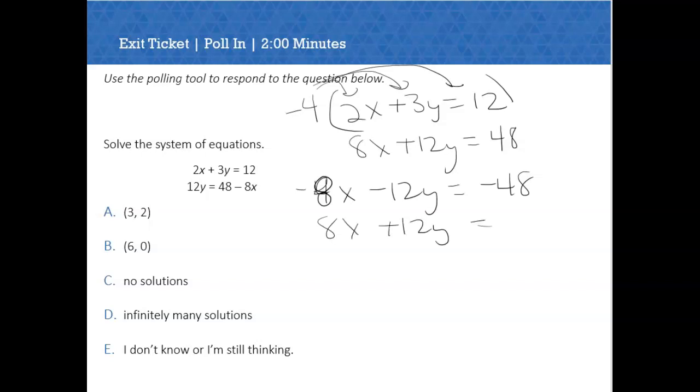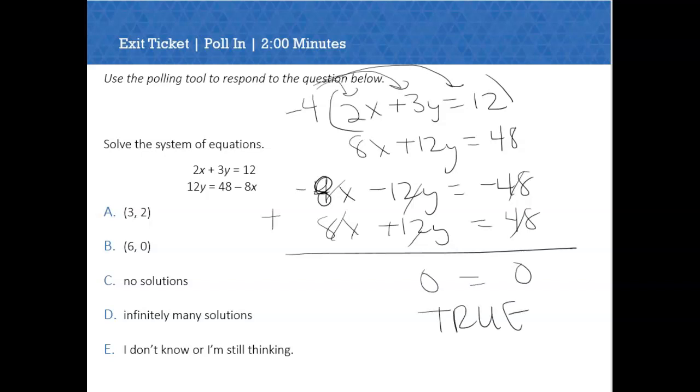And I did that to line up the x's, but what happened? When I add together, these cancel, these cancel, these cancel. So I actually get 0 equals 0, which is true. So that is infinitely many solutions. So when I get a true statement, that's infinitely many. And what that means, if we graphed it, would be that these are the exact same line.